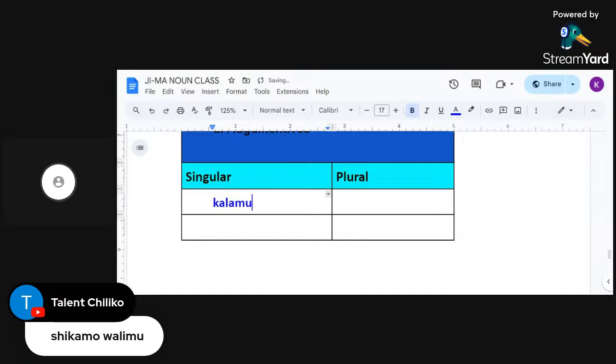Kalamu is a pen. Now we want it to appear big. So this will be a big pen. We say jikalamu. Jikalamu means a big pen.